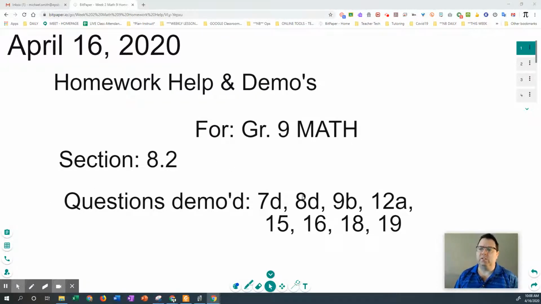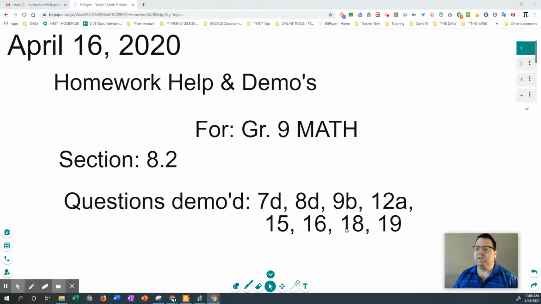I'm going to split it into 2 parts because when I assign homework, there's typically the practice questions, and then there's the applied questions. The practice questions you're just dealing with numbers. Usually the applied questions you're dealing with word problems. So the practice questions that just deal with numbers, questions 7D, 8D, 9B, 12A, I just took them from the textbook. Okay, so these are kind of freebies.